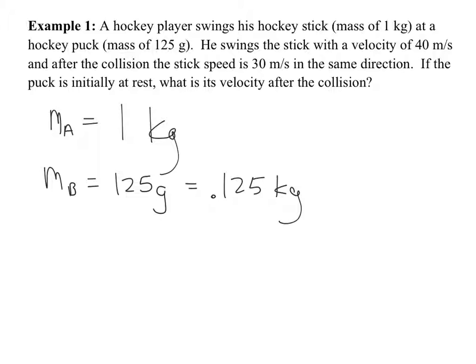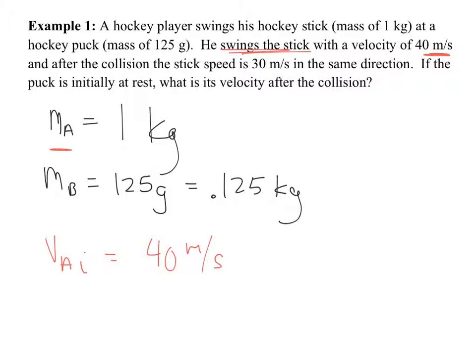Yeah. He swings the stick with a velocity of 40 meters per second, then the collision occurs. So 40 meters per second is what? The initial velocity of which one? Object A or object B? Object A? Yeah. Object A was the stick. This is the swing speed of the stick. So the velocity of object A initially is indeed 40 meters per second.